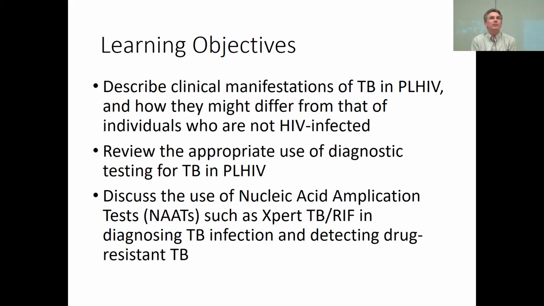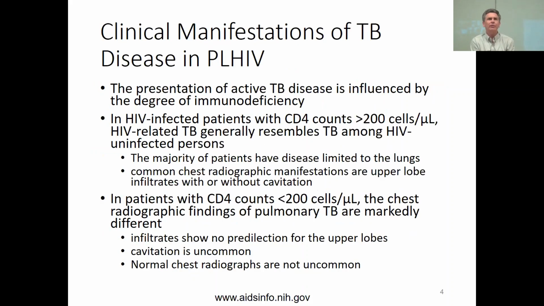I have no relevant financial disclosures. These are our learning objectives. Hopefully by the end of this talk, you will be able to describe the clinical manifestations of tuberculosis in HIV-infected persons and how they might differ from that of individuals who do not have HIV. Review the appropriate use of diagnostic tests for tuberculosis in people living with HIV infection, and specifically discuss the use of nucleic acid amplification tests, such as that used by the Xpert MTB/RIF system, in diagnosing TB infection and detecting drug-resistant TB. So without further ado, let's get into the content of the talk.